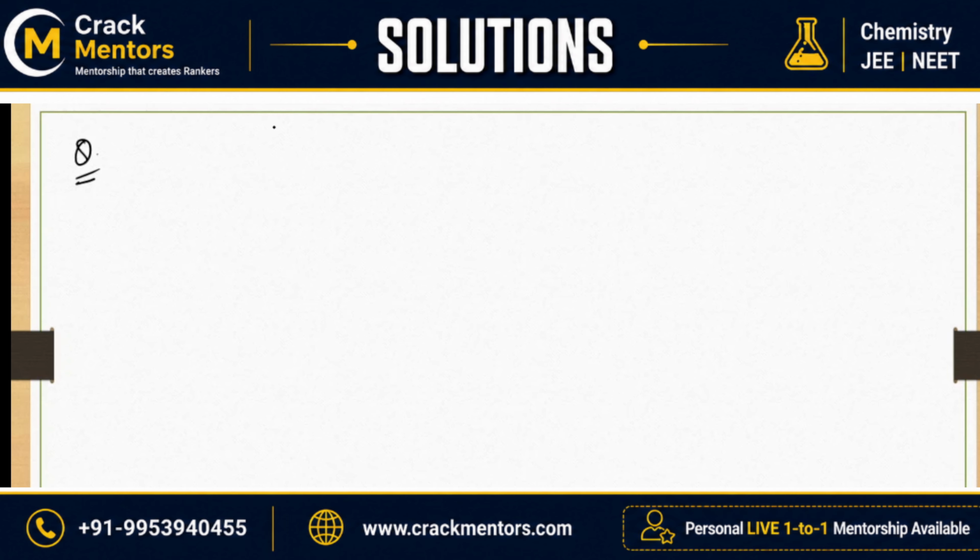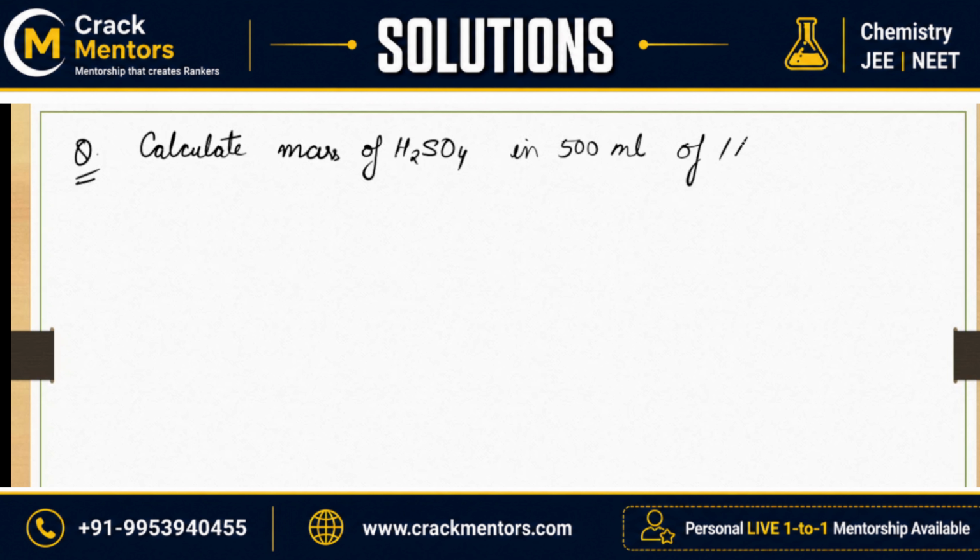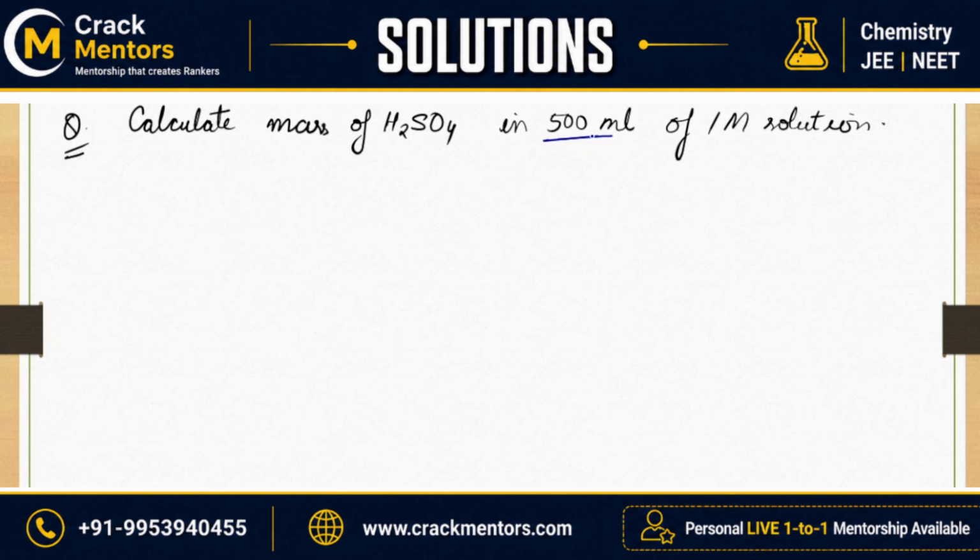Next question is, calculate mass of H2SO4 in 500 ml of 1m solution. First of all, I would like you people to try this. Then you should match your answer with mine. I hope you people must have tried. Okay. Now you tell me that what are the information given here. Volume of solution, that is 500 ml. Very fine thing.